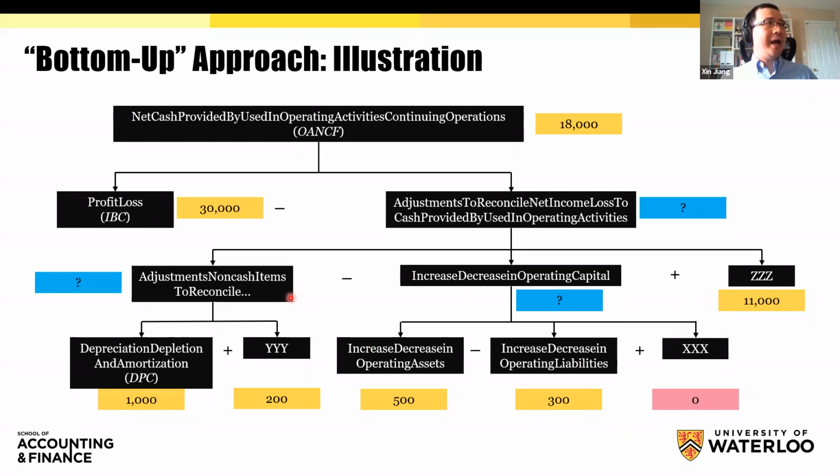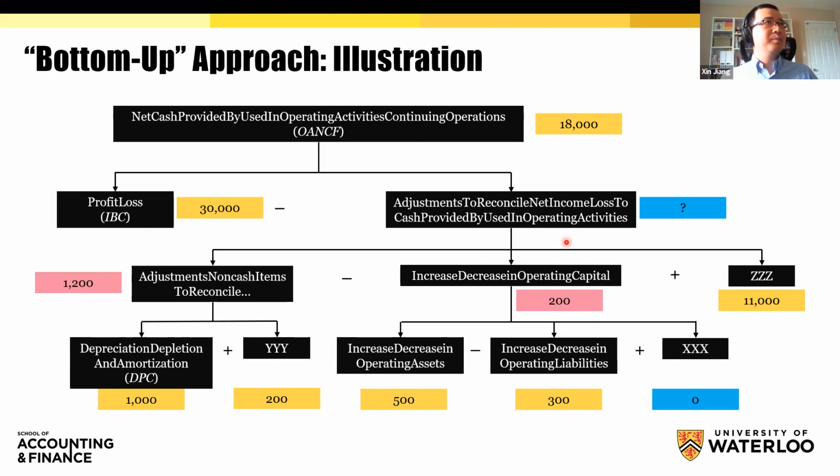At level 3, we have 2 tags that have no values because the filer does not use those 2 tags. Then we can just use the values of its immediate child tags and use the calculation relations defined by the FASB reporting taxonomy, and then impute the value for the parent tag. For example, if we want to impute the value for the increase, decrease in operating capital, we take 500 minus 300 plus 0, and we get 200. We do a similar calculation to impute the value for this tag as well. And now we have 2 imputed values here.